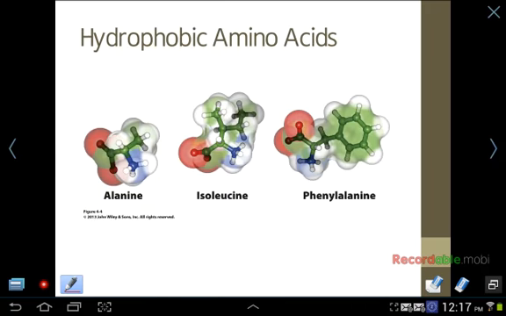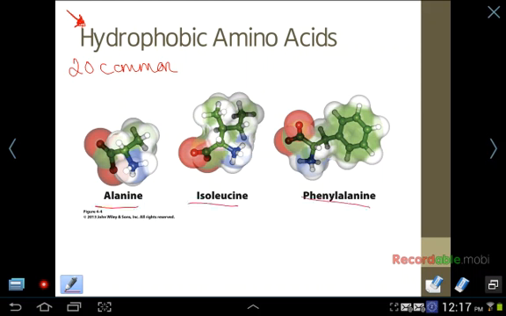Now, we need to talk about what these R groups are. So basically, your 20 common amino acids can be broken down into 3 categories. The first category is hydrophobic amino acids, or amino acids that have very hydrophobic, non-polar functional groups, such as alanine, isoleucine, and phenylalanine.